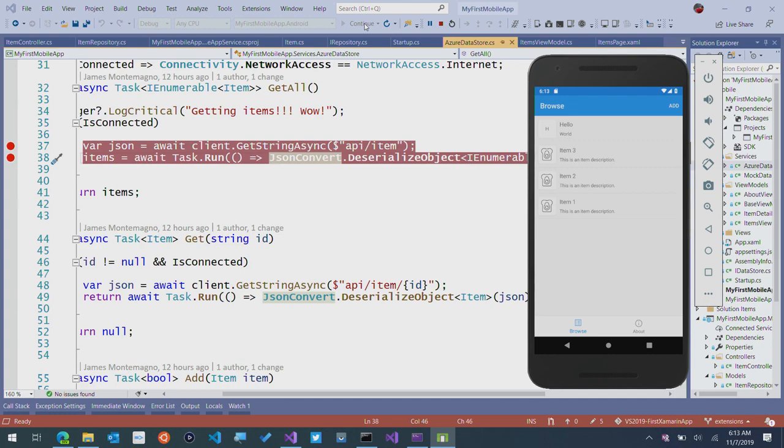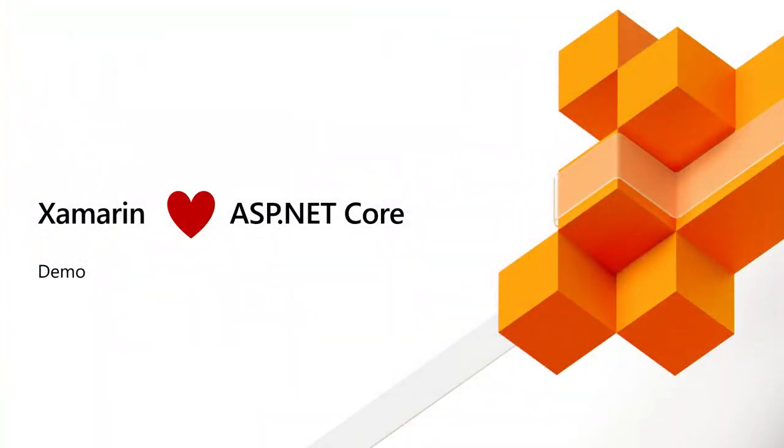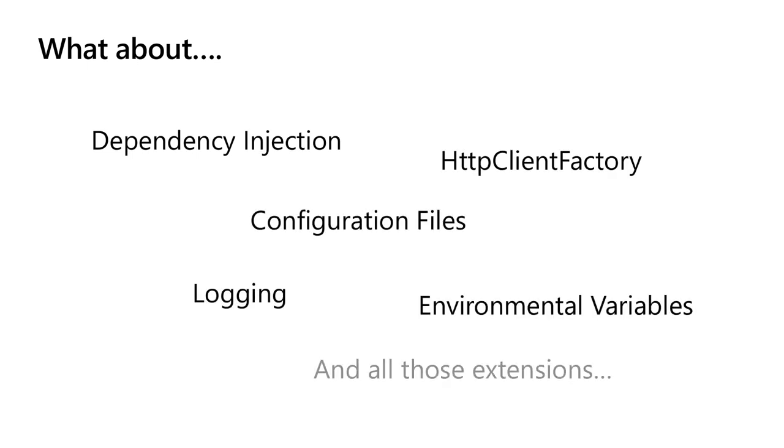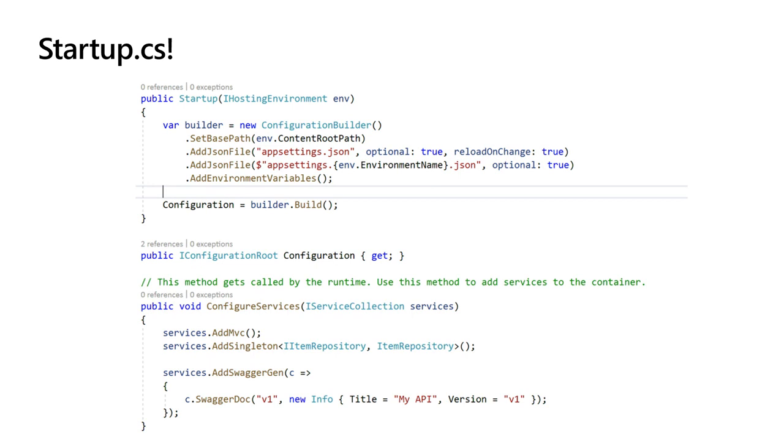But the cool part here is that if you're an ASP.NET Core developer, there are a lot of niceties that you have already built into the framework, right? You have things like dependency injection, configuration files, logging, environment variables, HTTP client factory. That's the goodness. And where you get all of this inside of ASP.NET Core is inside of that startup.cs file. You can define your JSON files, you can configure your services, and you can build everything up.